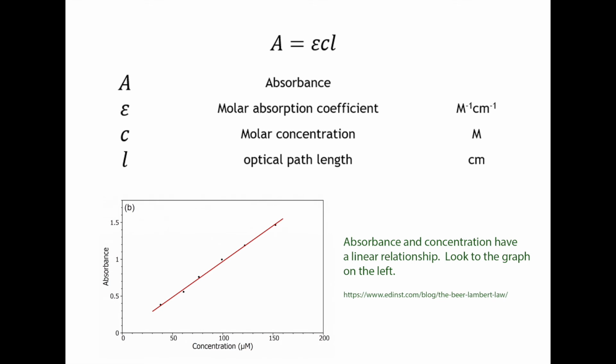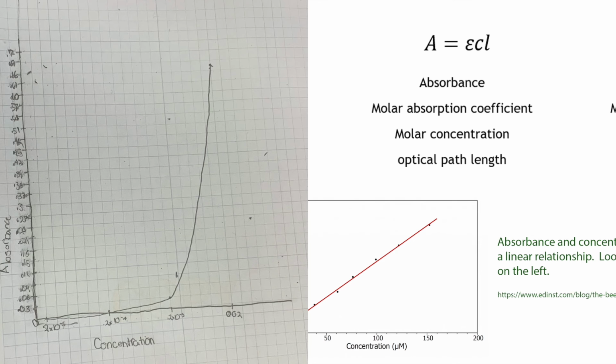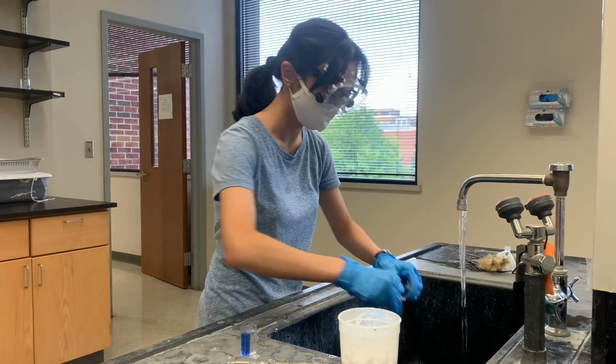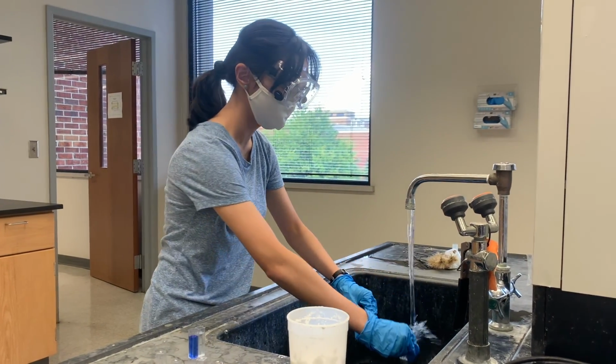To determine the concentration of the unknown solution, we use our graph and our understanding of Beer-Lambert's law to create an equation that will help us find the concentration. Before leaving the lab, the equipment and station must be cleaned.